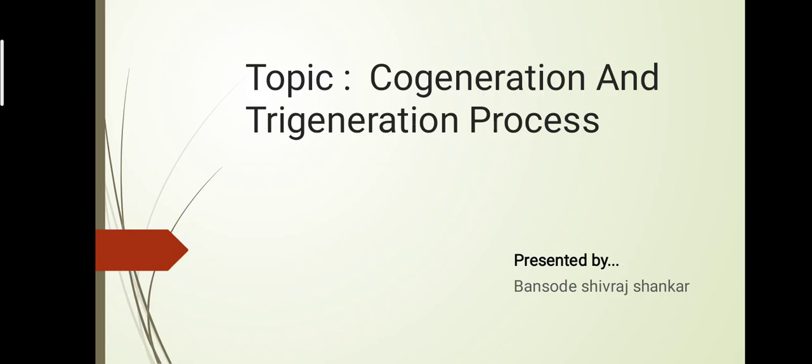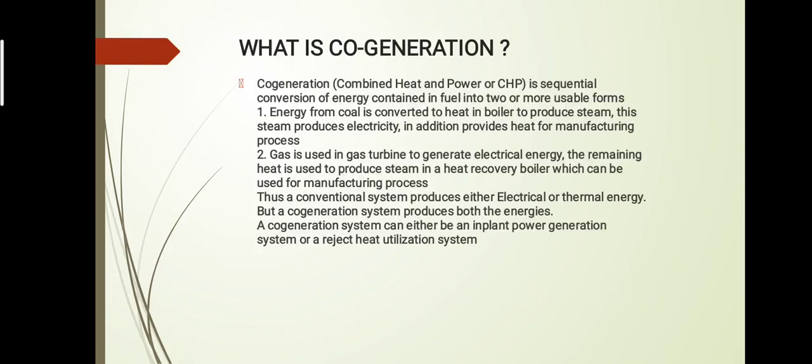Today we will discuss cogeneration and trigeneration process. Firstly, we will see what is cogeneration. Cogeneration means combined heat and power. It is the sequential conversion of energy contained in a fuel into two or more usable forms.